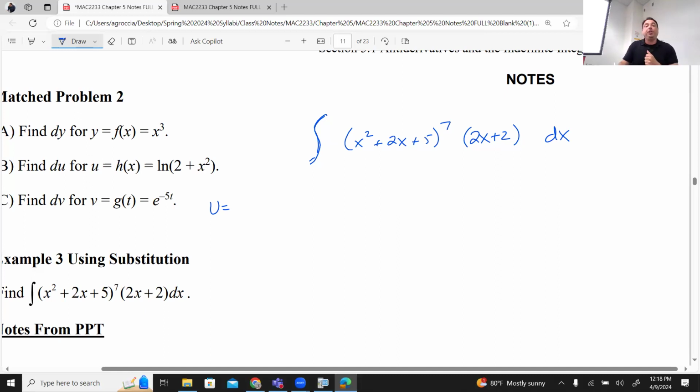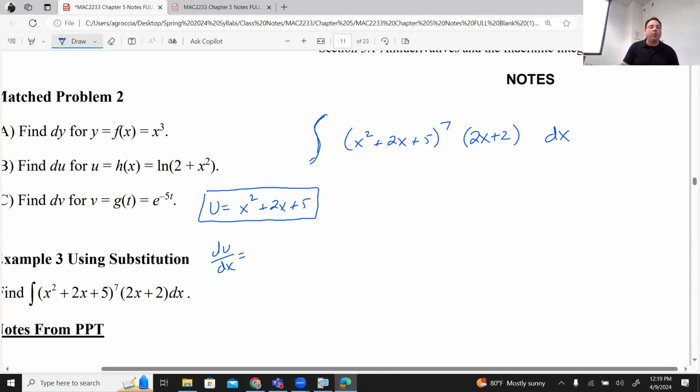Okay? U is going to be x squared plus 2x plus 5. Now, how do I know that? Because I'm a genius. And I've done a million of these. And soon you will be too. First of all, this is being raised to the 7. If that was a u, would that make my life easier? Absolutely.